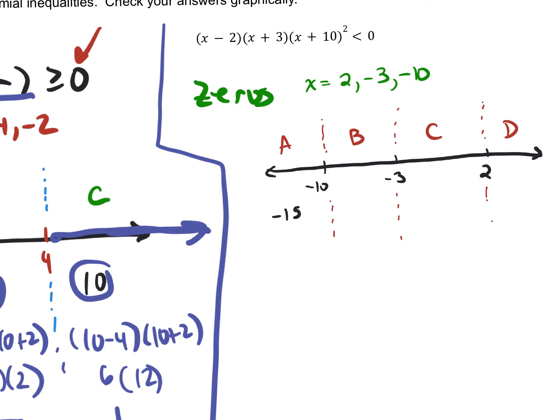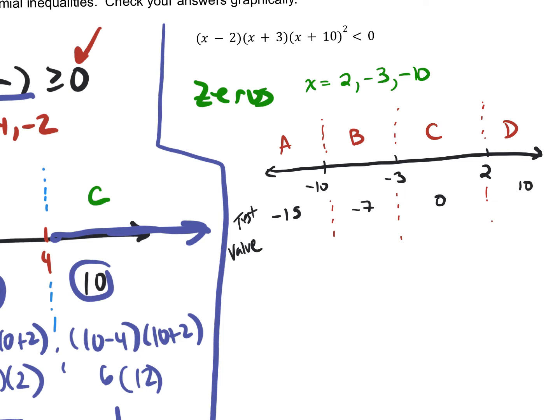How about -15? Something between -10 and -3, how about -7? Lots of good choices. Between -3 and 2, I'll go with 0, and then I'll go with 10, because that's a number bigger than 2. So I'm going to plug these numbers in. These are my test points, and I want to see what my value is when I plug them in.